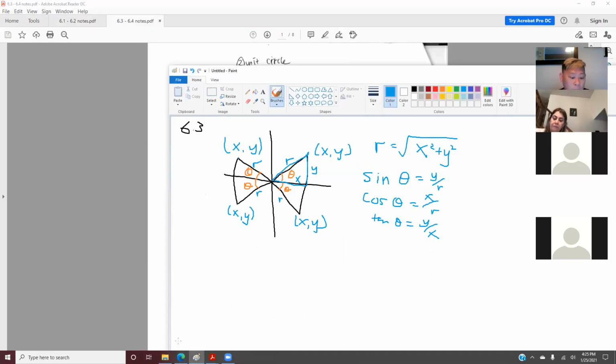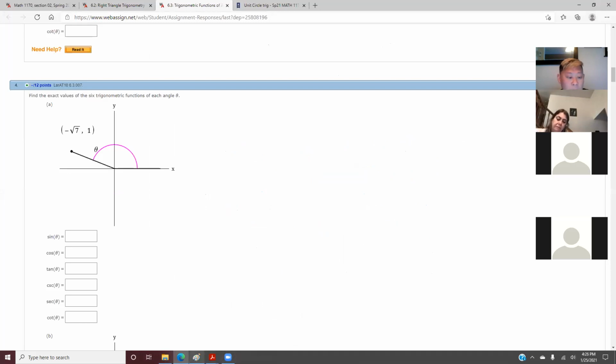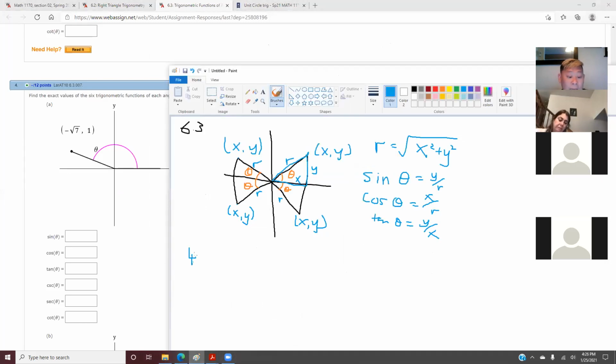So if you want to do question 4, again, this is 6.3. What's the difference? In 6.2, you only do quadrant 1. But once you hit 6.3, you can do any quadrant you want. Here it's given as negative root 7 and 1. Negative root 7 is your x. This is your theta, and how do I know your triangle looks something like this? Because this is in quadrant 2, and the quadrant 2 triangle is this triangle.